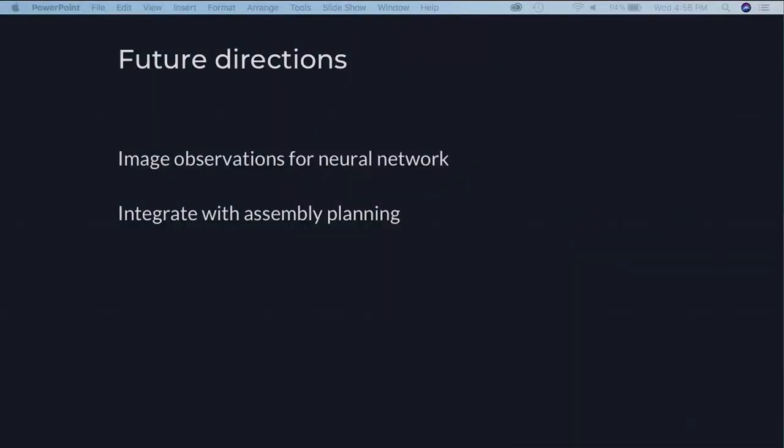Some future directions that we think would be interesting to explore include image observations for the neural network. This provides a very rich extra source of information from which to learn. We could also integrate our approach with a larger assembly planning pipeline, for example, to provide the initial or goal configurations for the manipulation task.